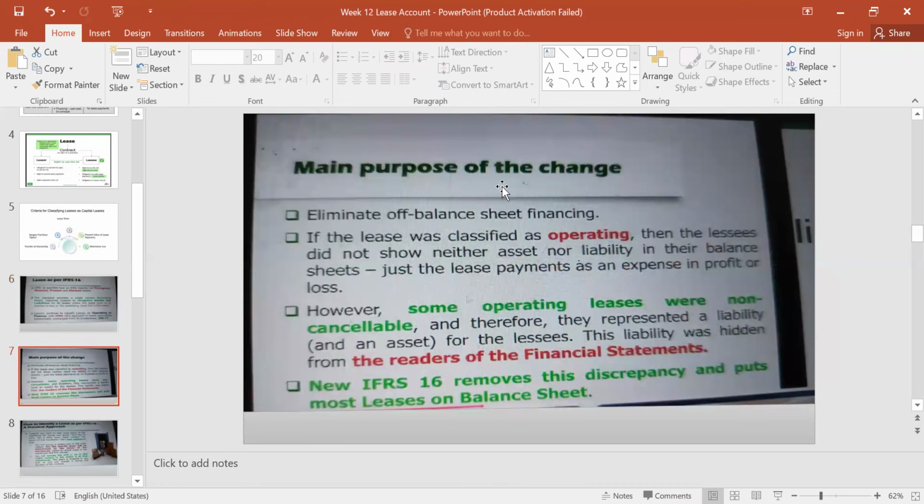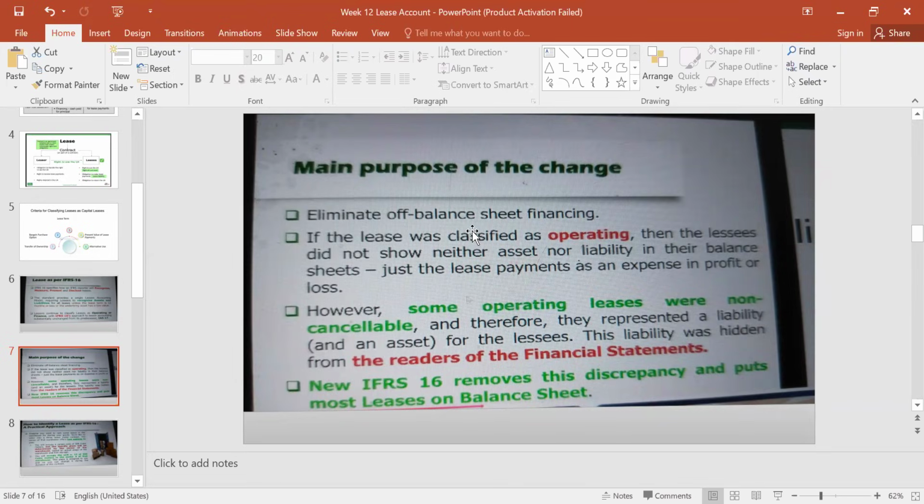Main purpose of lease: eliminate off balance sheet financing. You have to eliminate off balance sheet financing. Off balance sheet means some items in finance you only display in the notes, not reported in the balance sheet or income statement. Okay, you just show it in your notes.